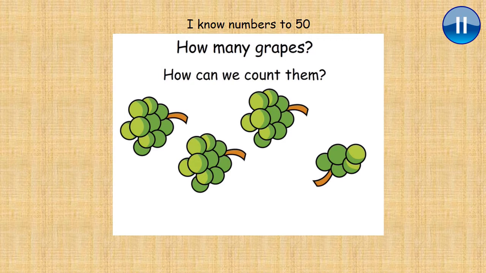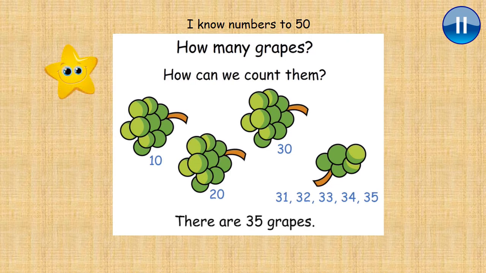I love grapes. How can I count how many there are? Pause the video whilst you say how many grapes there are. This is how I did it. I'm going to count how many are in the first bunch and I can see there are 10. There are 10 in this bunch too. That makes 20. And 10 in this bunch. That makes 30. Now I can count how many extras there are. 31, 32, 33, 34, 35. There are 35 grapes. Did you count just like me?